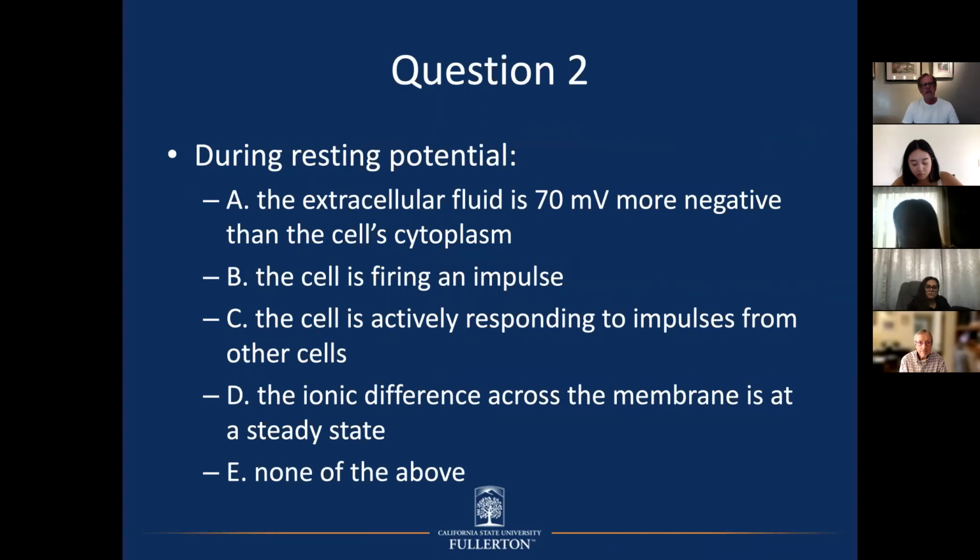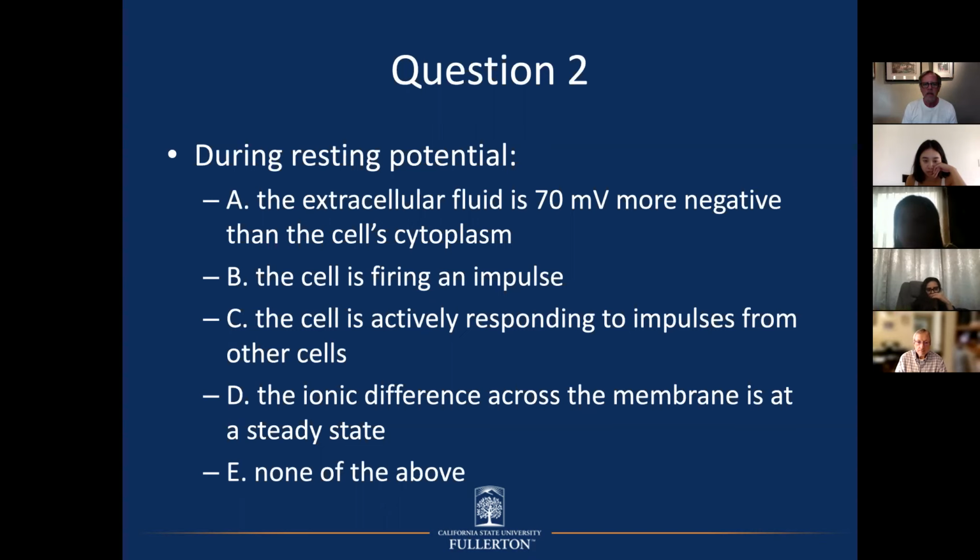Okay, during resting membrane potential, which one of these? The extracellular fluid is 70 millivolts more negative than the cell cytoplasm. No, that's not true, because it's the intracellular fluid that's more negative. The cell is firing an impulse. No, that's not true, because it's resting. It's not generating an AP. The cell is actively responding to impulses from other cells. Well, yes, I would say that would be true. So let's hold C there for a moment.